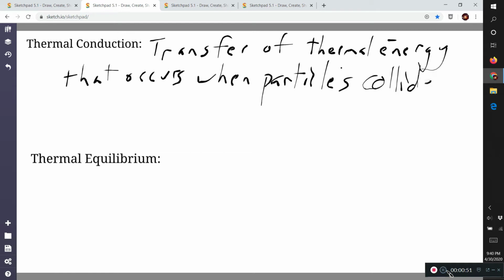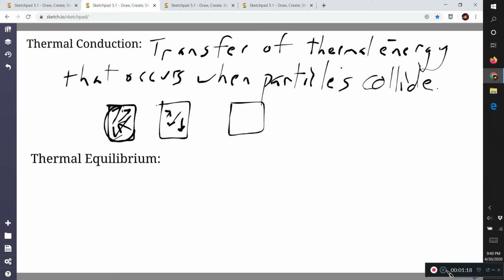So, as we have two substances, let's say we have a warm surface. So that means that there's a lot of motion in here. Big arrows mean lots of motion. And we have a cold surface. So that'd be less motion. As we bring those two surfaces together, the motion on the right is going to be influenced by the motion on the left.